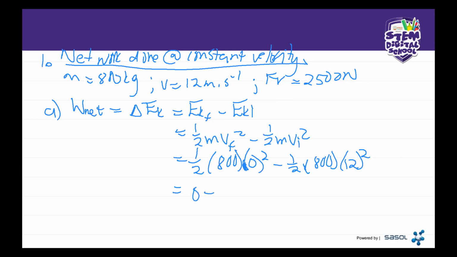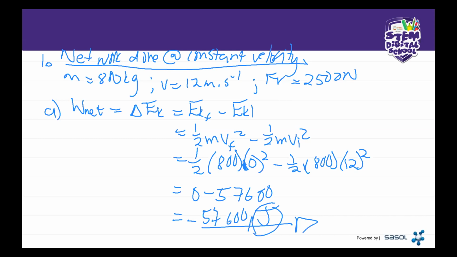57600, and all of this will be equal to minus 57600 joules. Don't forget the standard SI unit, all the time. You need to have it there, okay? Otherwise, if you don't have this, you're going to lose a mark, okay? So you must have it like that, okay? So that is our net work.